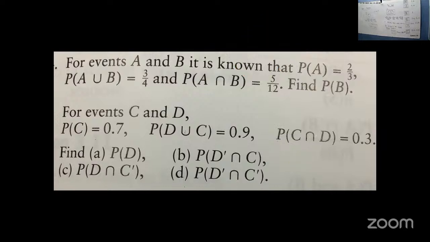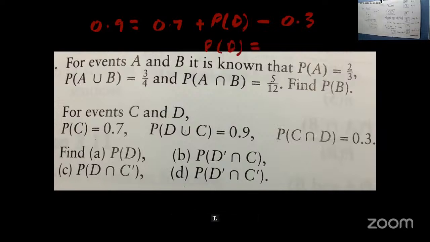Right, Brianna, what you got for the probability of B? Hopefully you have 0.9 is equal to 0.7 plus the probability of D minus 0.3. How much you got for the probability of D? 0.5? Very good. 0.5. Next.